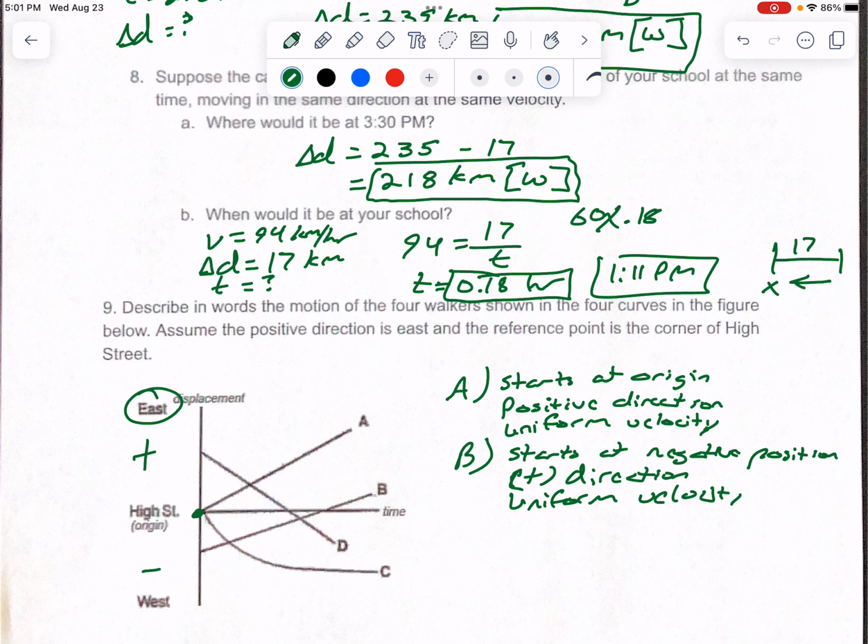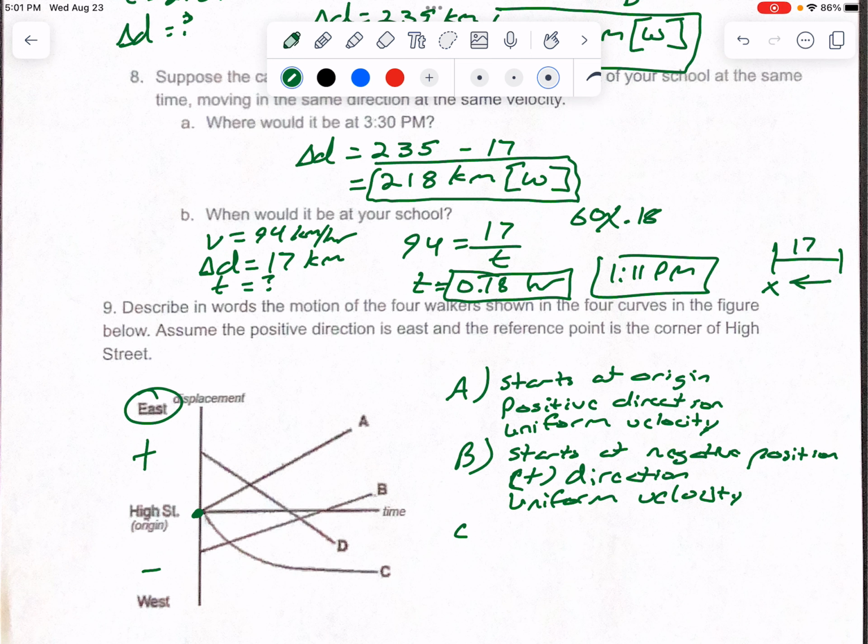Now, if I were to compare those two points, A and B, it looks like A is a little bit steeper than B. Okay, but I'm not really asking you to compare the ones. I just want to describe the motion. But if I were to describe those, I would say A is going a little bit faster than B, just because that slope looks a little bit steeper.